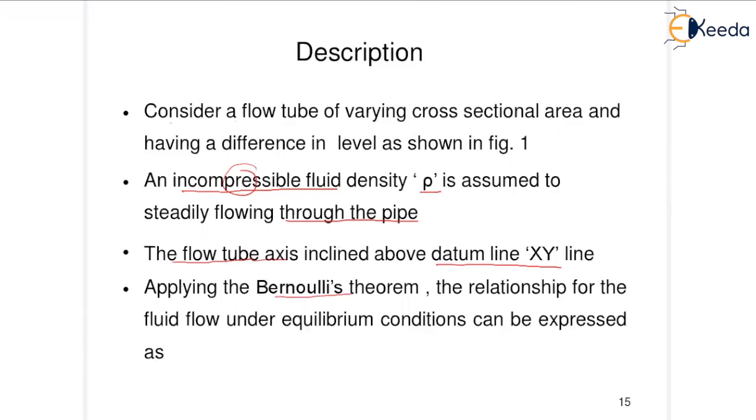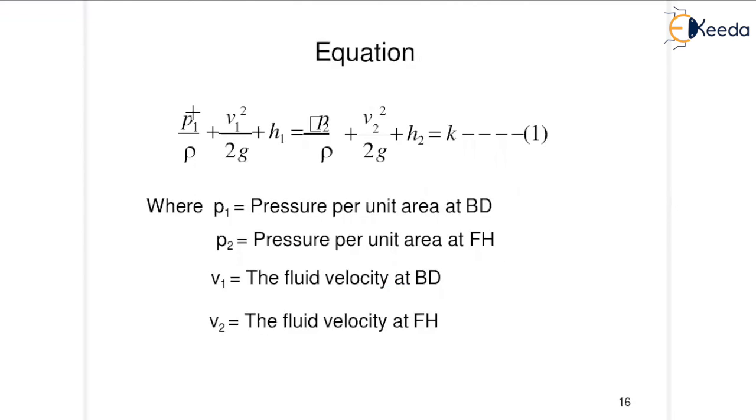Applying Bernoulli's theorem, the relationship for the fluid flow under equilibrium conditions can be expressed. We are considering a varying cross-sectional area having a difference in levels. And next, an incompressible fluid is flowing through the pipe steadily, and the flow tube is inclined above the datum line. Now we are applying Bernoulli's theorem to this. So this is the expression according to Bernoulli's theorem.